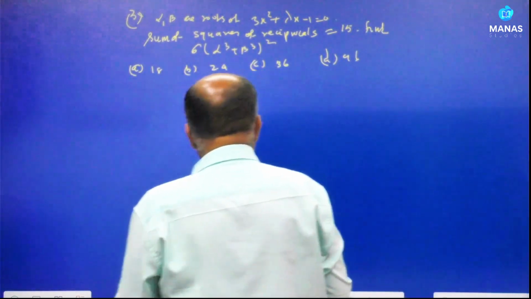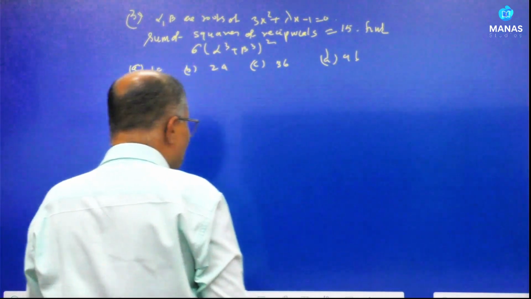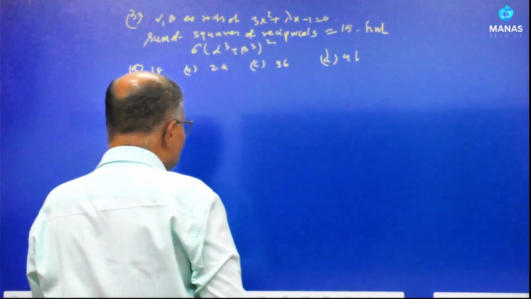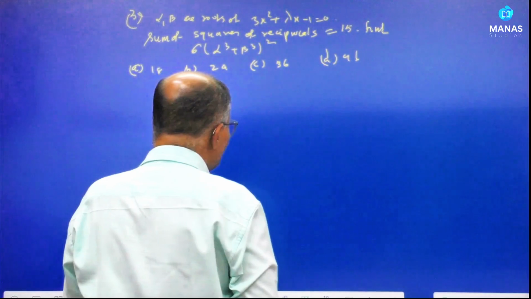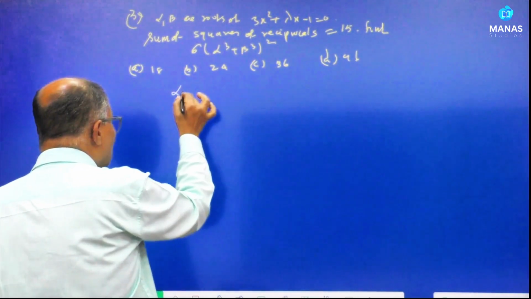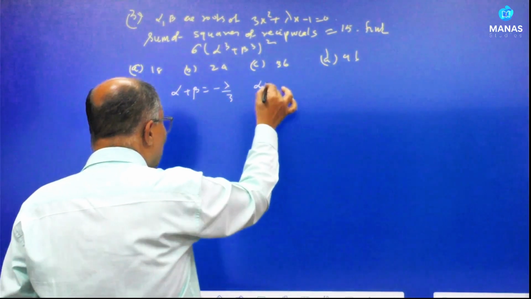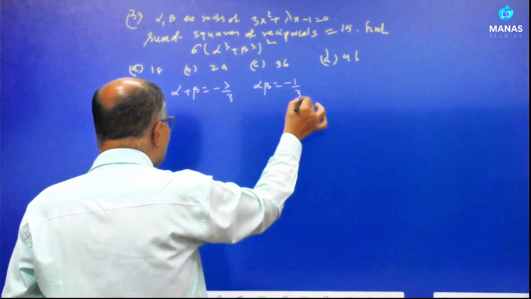Alpha and beta are the roots of this equation. The sum of the squares of the reciprocals is equal to 15. Find the value of 6 times (alpha cube plus beta cube) whole square. Alpha and beta are the roots of the equation. That means alpha plus beta is equal to minus lambda by 3, and alpha into beta is equal to minus 1 by 3.